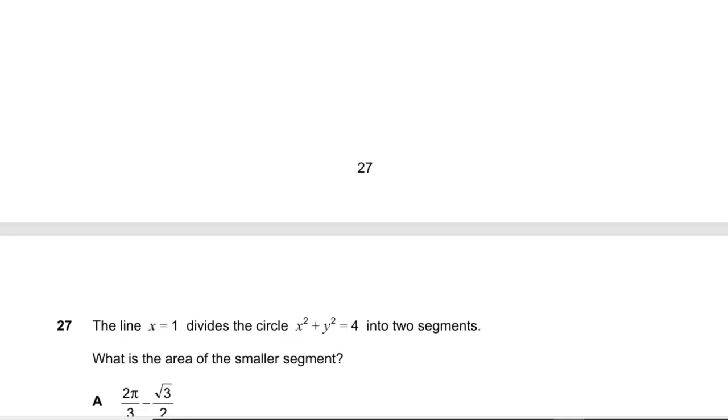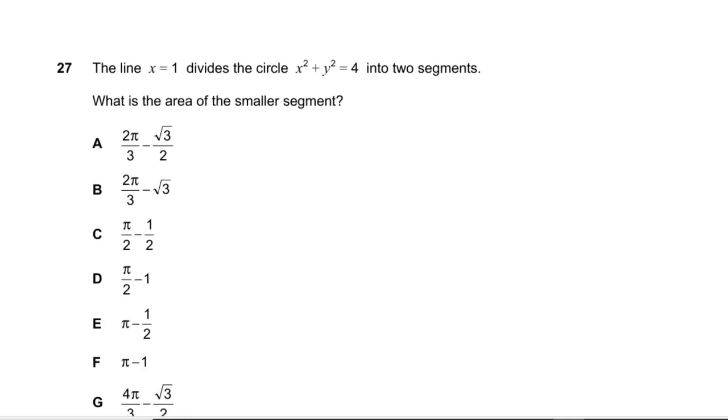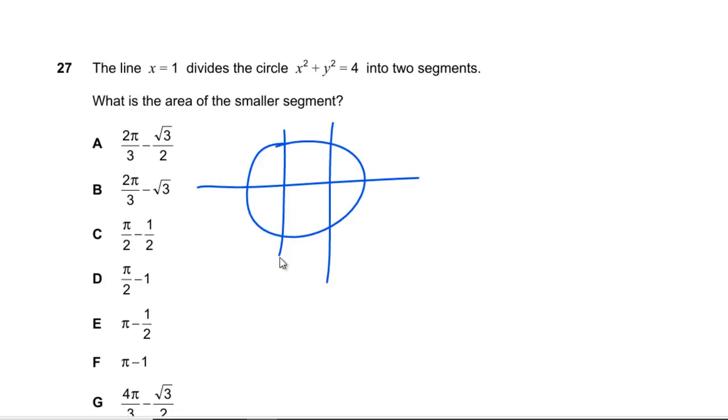Okay. Right, on to 27. The line x = 1 divides the circle x² + y² = 4 into 2 segments. What's the area of the smaller segment? Okay, so we've got our circle. We're chopping it there. This is at 1. So when we get to this point here, y is going to be what, √3. So we need to chop off that bit, which is going to be, well, if that's √3, that's 1. That must be 60 degrees from our tan. So that's another 60 degrees, which means we're taking a third of the circle.